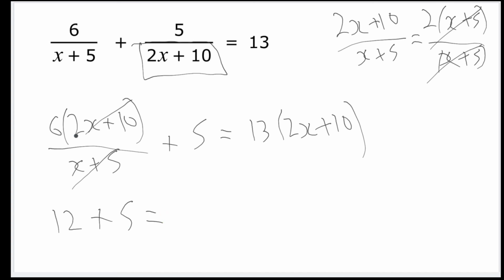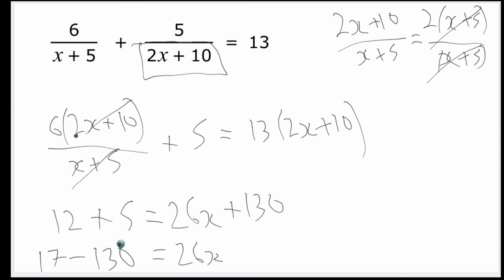13 times 2x is 26x. 13 times 10, 130. So the x is on the right, I'm going to leave it there. 12 plus 5 is 17. I'm also going to take away 130 at the same time. So you're going to get minus 113 is equal to 26x.